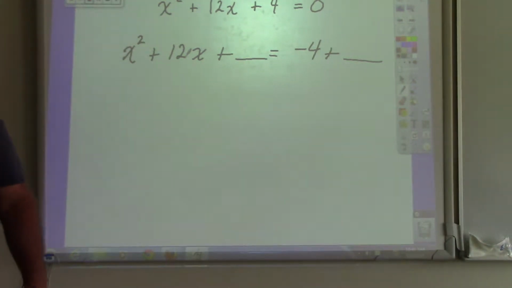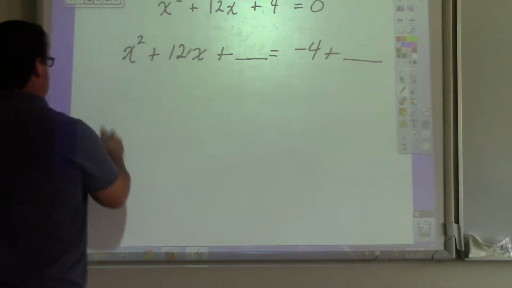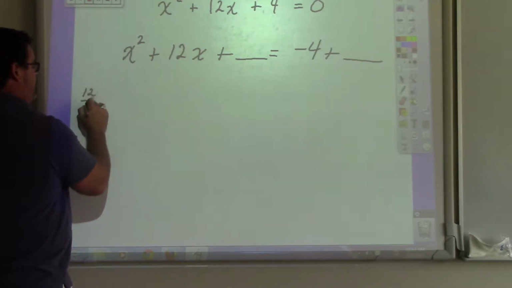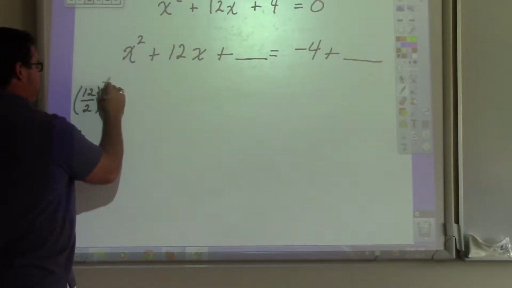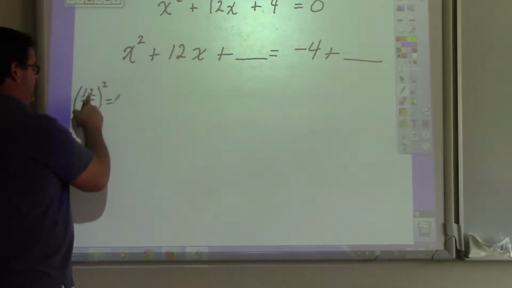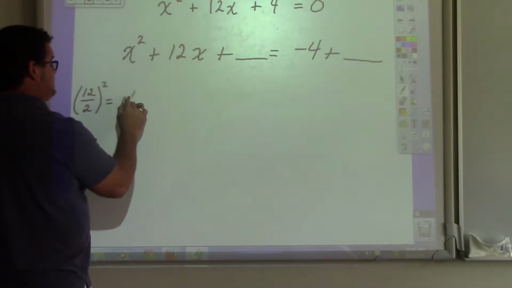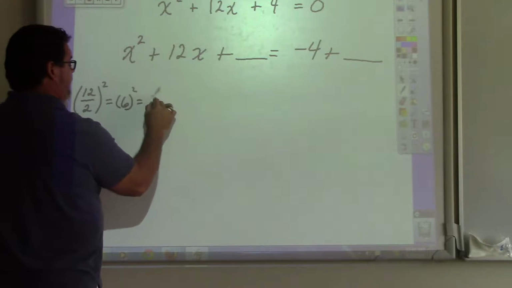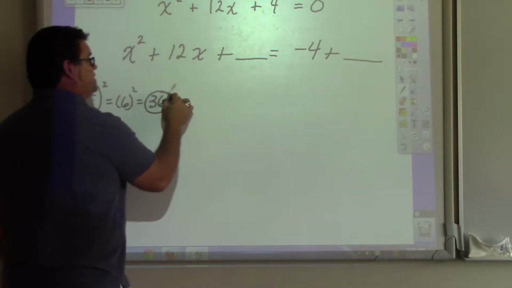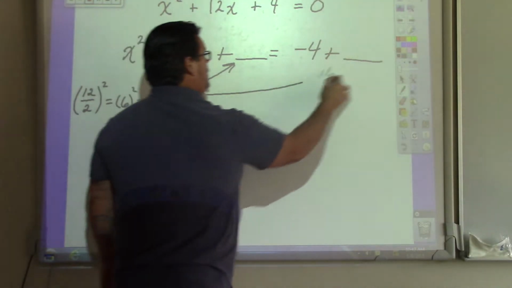All right, what does number 3 say? B divided by 2 squared. So I'm going to go down here and I'm going to say 12 divided by 2 and squared is equal to what? Well, 12 divided by 2 is what? 6. And 6 squared is? 36. So that 36 is going to go here and here.